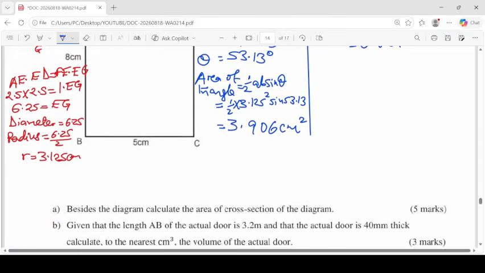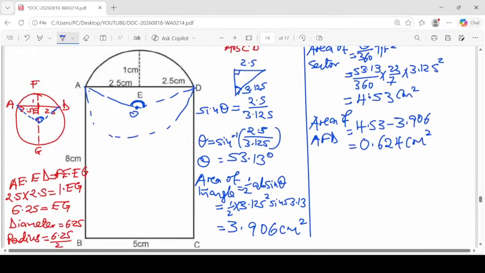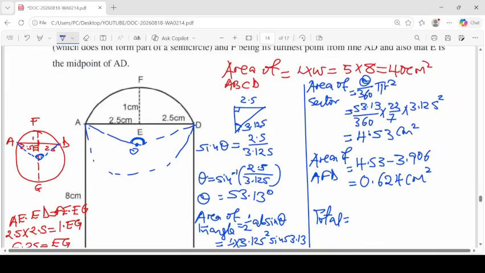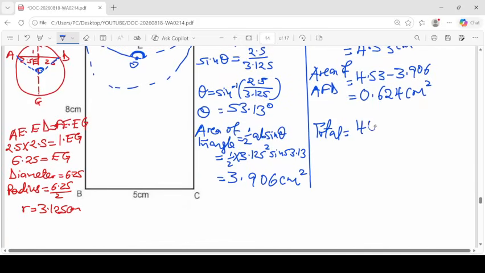Now, remember the rule was to get the total. To get the total area, I'll take the area of the rectangle, which was 40. So I take 40 plus 0.624, which is 40.624 square centimeters. Oh, sorry, that is the cross-sectional area of this figure. I hope we are together up to this particular case.